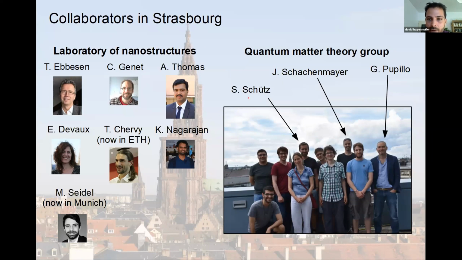On the right side is a photo of the theory group I'm working in, in the same institute. We started collaborating with Thomas on this project last year. And these are my collaborators, Guido Pupillo, Johannes Schachenmeier, and Stefan Schütz.